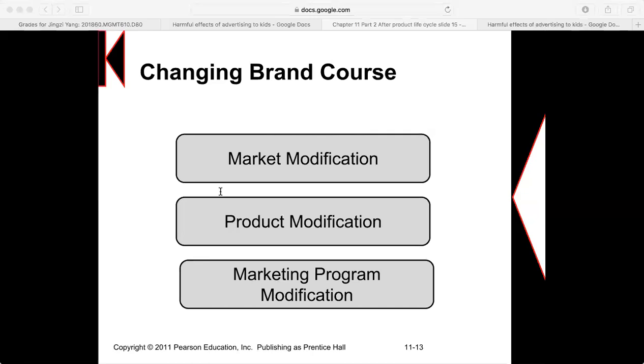And then you have the marketing program modification. Finally, brand managers might also try to stimulate sales by modifying non-product elements, say the price, the distribution, making it easier for you to get to it, and the communication in particular. They should assess the likely success of any changes in terms of the effect on new and existing customers. Now I would like to turn it over to Susan. Thank you, Susan, we'll turn it over to you now.